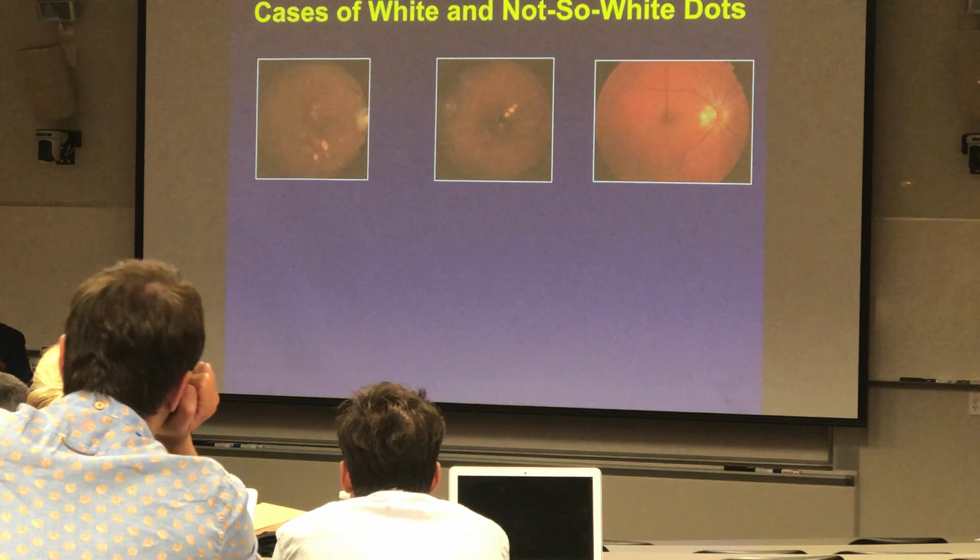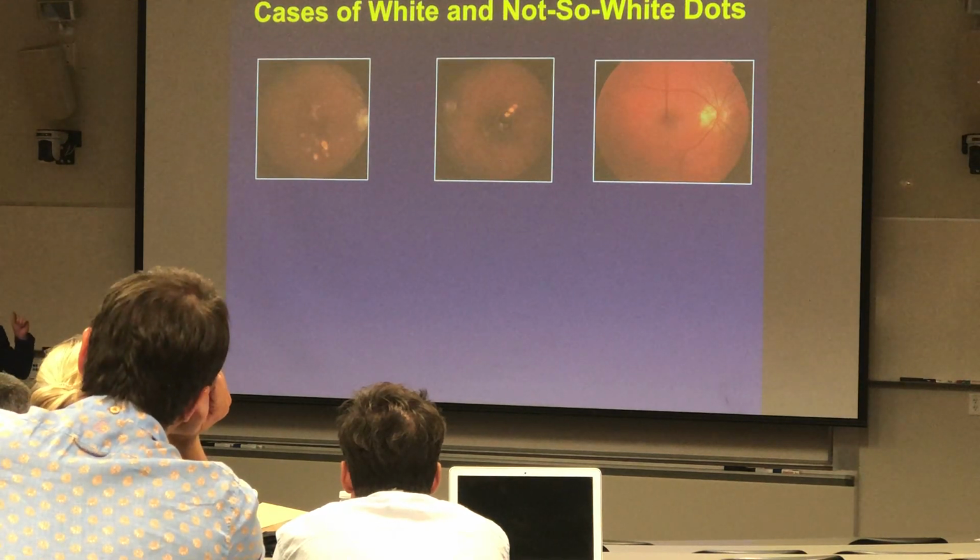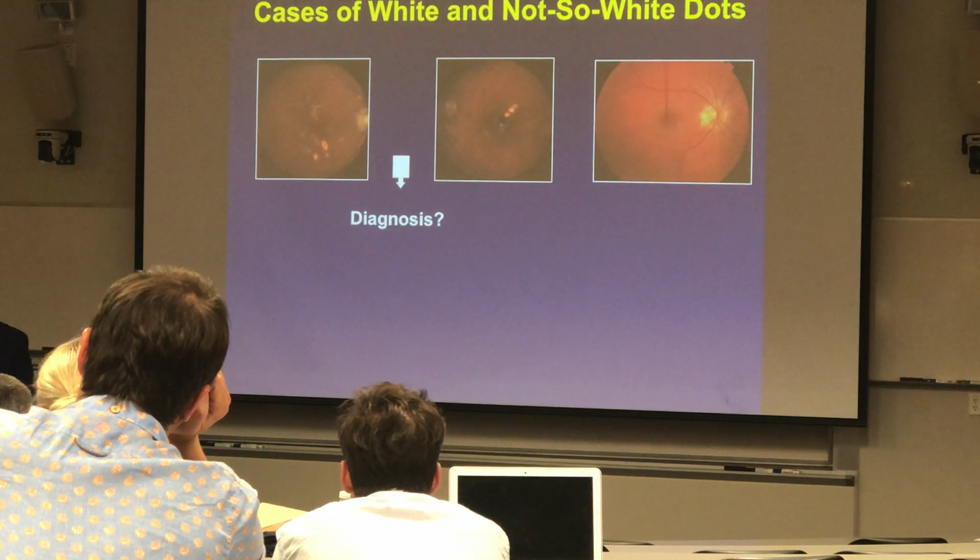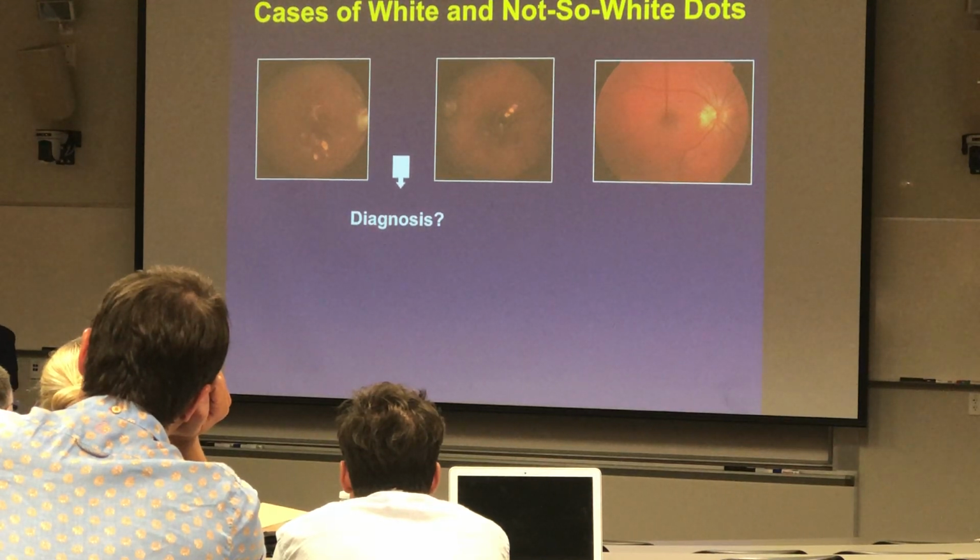So you have the first case on the left there, the one I mentioned, right? So that's the case of PIC. What about the second one and the third one? They could be PIC too, the second one. What about the third case? Is that azole? Azole usually has much more change in the peripheral retina.